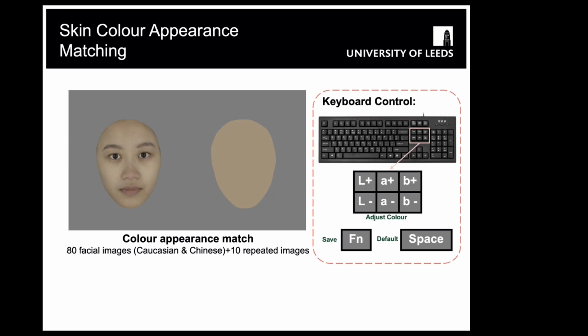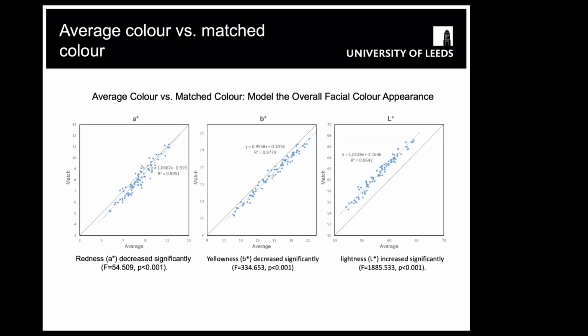Okay, and eventually we found that it's not the most representative facial color. It's not equal to the average skin color. Actually, as you can see, the matched color is much lighter than the average skin color. But in terms of a star, b star, it's closer. But for the lightness, it's just at the top.